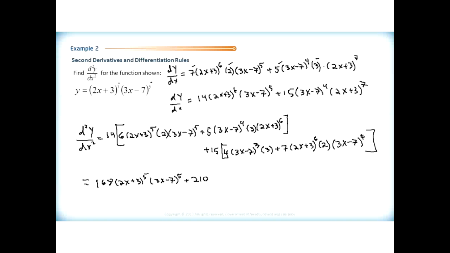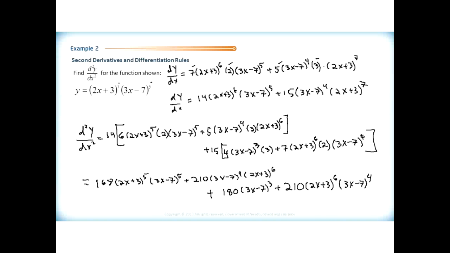putting all those constants together, (3x - 7)^4 by (2x + 3)^6. And then for the second row of stuff that we've got there, all added to what we started with, 15 times 4 is 60. And 60 times 3 is 180, so we have 180 times (3x - 7)^3, plus 15 times 7 is 105 times 2, so 210 times (2x + 3)^6 times (3x - 7)^4. Okay, and that's about as simple as I'm going to want to make that.